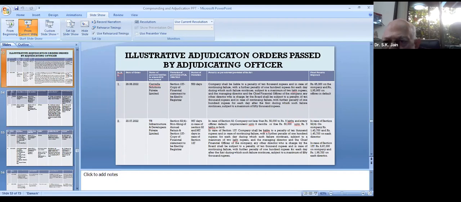Now, what is the fine imposed? In case of Section 92, on the company, rupees 1,45,700, and in case of each director, rupees 1,45,700.